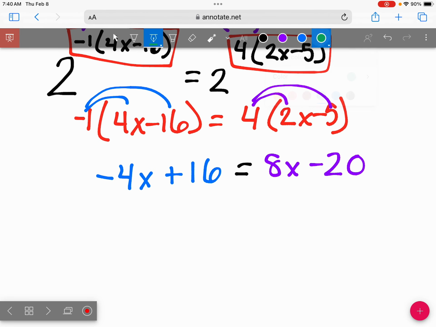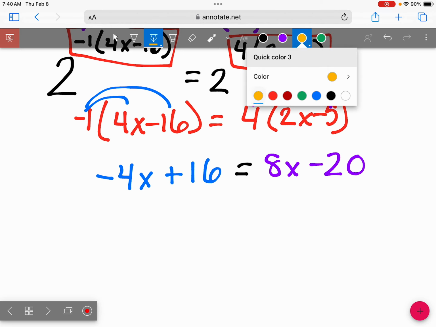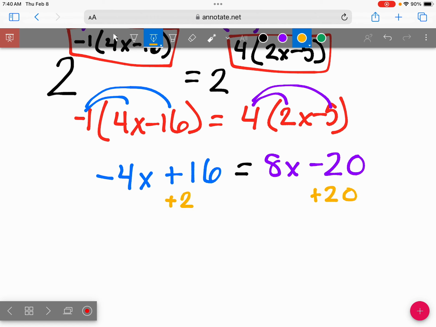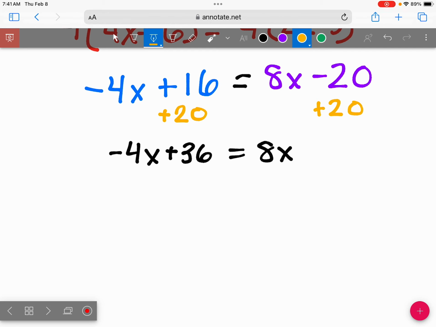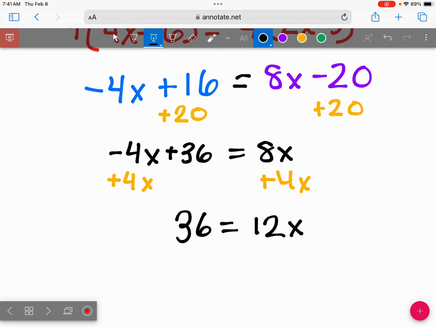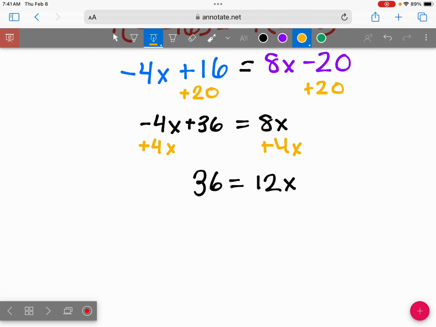What are we going to do next? Lots of choices here. Add 20. It's going to give me minus 4x plus 36 equals 8x. Then what? I was going to say, I would recommend getting your x's together first, and just so that then we don't have to divide more than we need to. So let's add 4x to gather our x's together. 36 equals 12x. Now what are we going to do? Divide by 12. So we get x equals our favorite answer of the day.